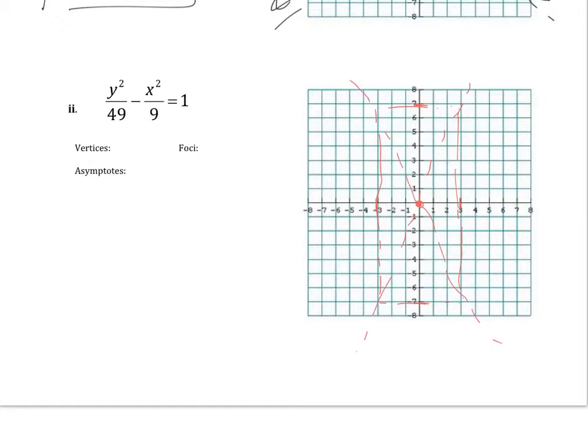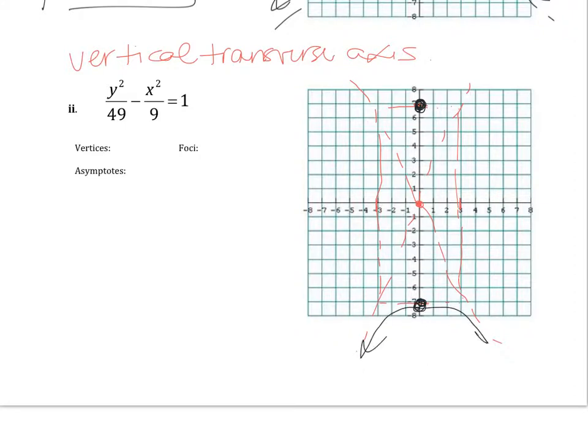Again, this is a vertical transverse axis, which means that the vertices of my hyperbola are on the vertical axis. I'll do that in black. So I have one vertex here, the center of my rectangle, one vertex down here, and we draw our curves. So our vertices are 0, plus or minus 7.